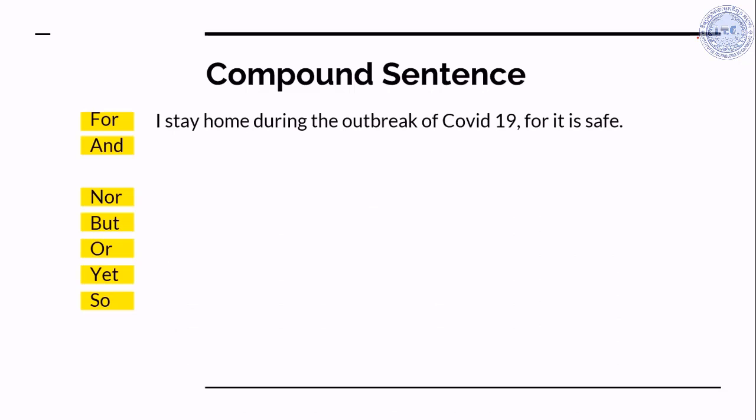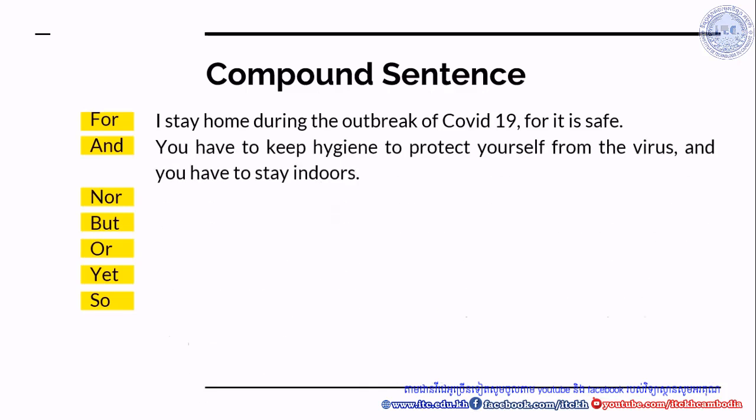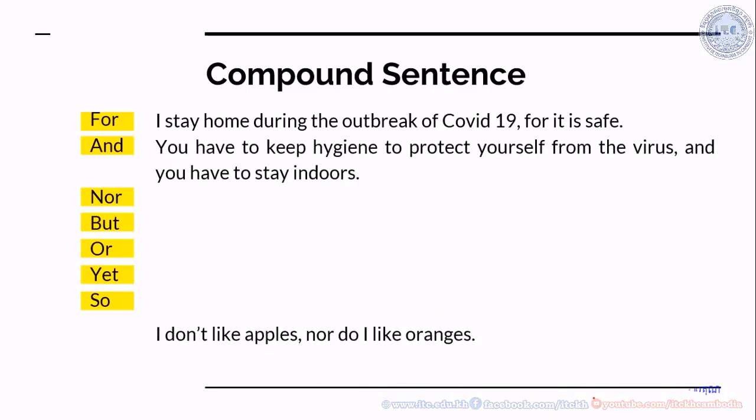I stay home during the outbreak of COVID-19 for it is safe. Again, for here doesn't mean going to war. Here it means because. So I stay home during the outbreak of COVID-19 for it is safe. It means because it is safe. Second example, I think you know and, so I don't have to read it.